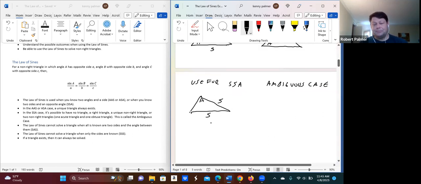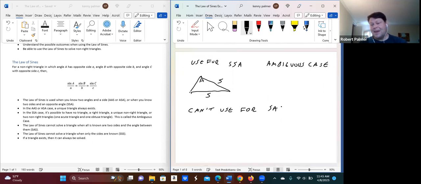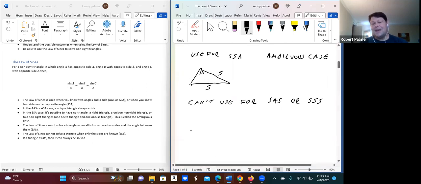Now, we cannot use the law of sines for a couple cases. One is called side angle side, or if we know all three sides. So let's talk about that. What we mean by side angle side is if I know, let's say this side, and the angle in between them. That's why it's called SAS, side angle side.